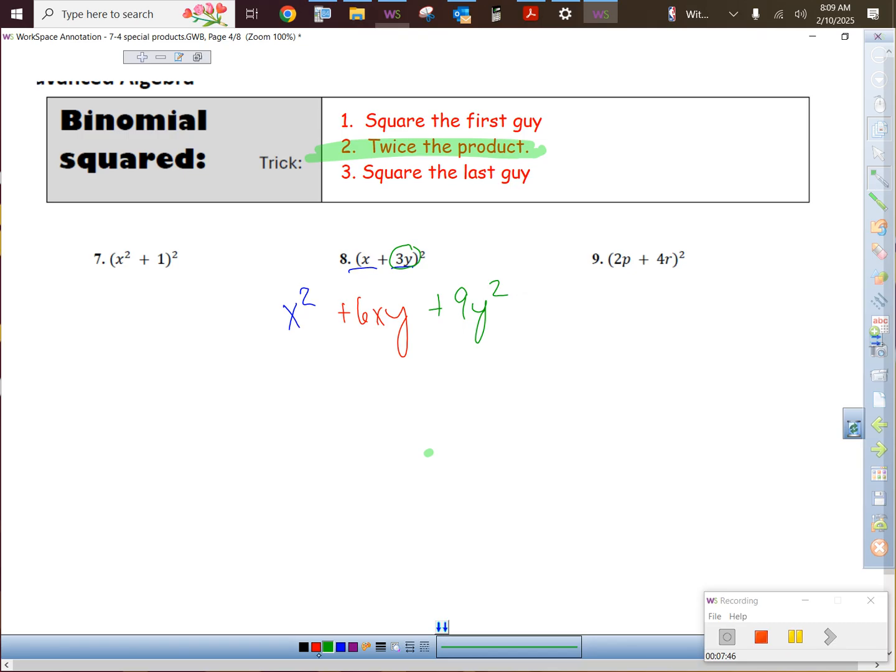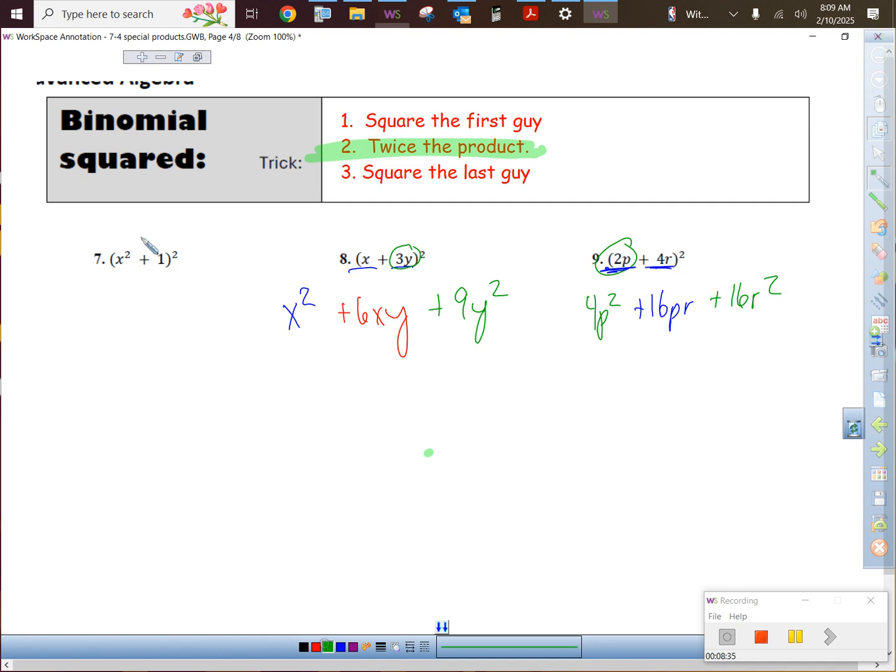So let's go over to 9. Square the first guy. What's 2p squared? 4p squared. Then twice the product. Do it in 2 moves. First, multiply those guys together. What's 2p times 4r? Let's get the numbers. Wouldn't it be 8, and then we'd have a p and an r with it. That's the product. I need twice that because it's going to show up 2 times. So not 8pr, but 16pr. And then finally, square the last guy, 16r squared.